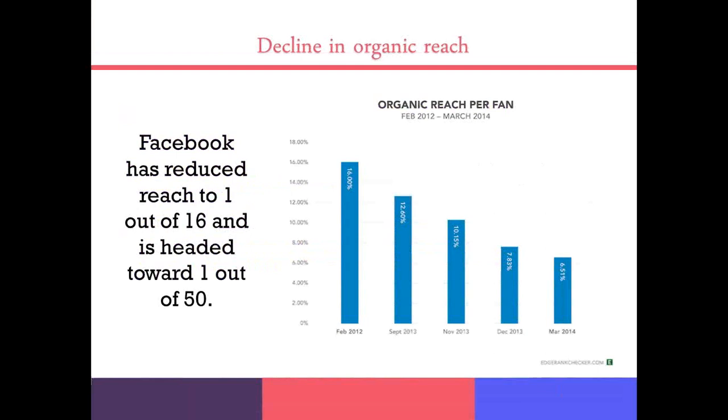So as you can see here, we talked about it briefly. There's been a significant decline in organic reach. Facebook has been moving. At one point it was 1 out of 16, which really wasn't that bad, and now we're at 1 out of 50 if you're lucky. However, again, it goes back to that.